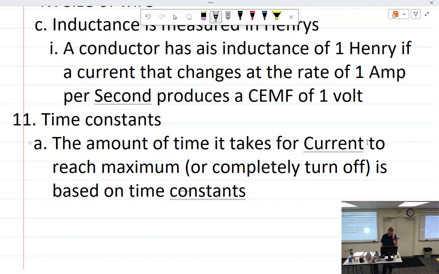This is just a mathematical formula that they came up with, whoever they are, about how long it takes for this to happen on the way up and how long it takes on the way down. And it takes 5 time constants. So the amount of time is based on time constants. It takes 5 time constants.